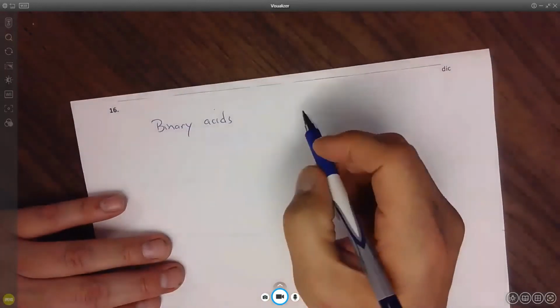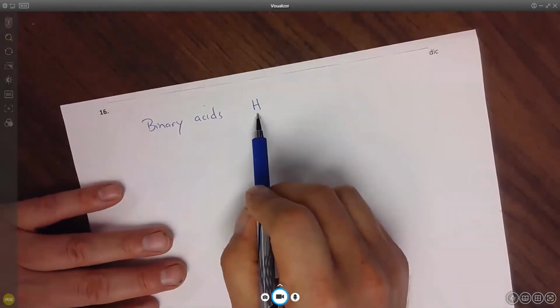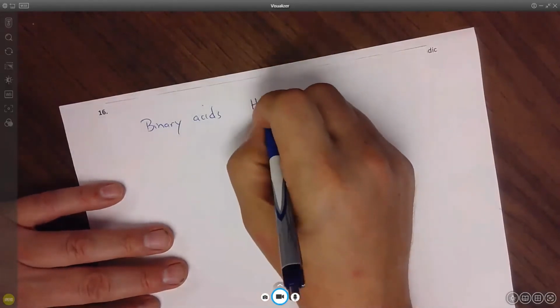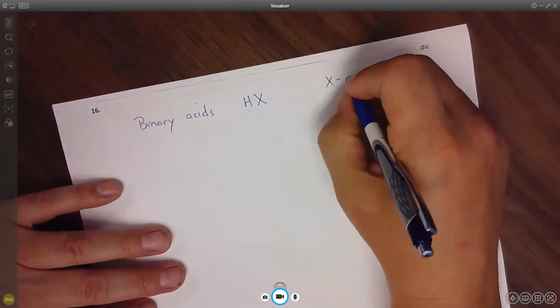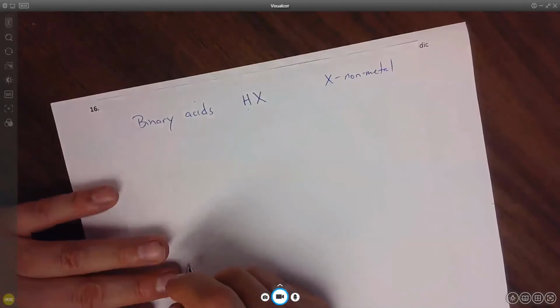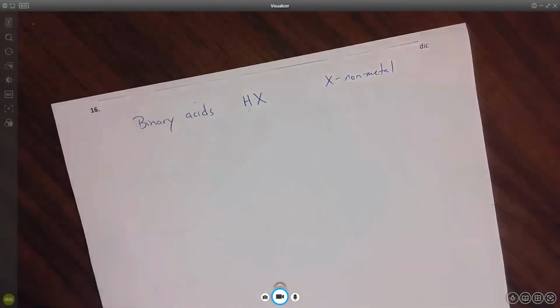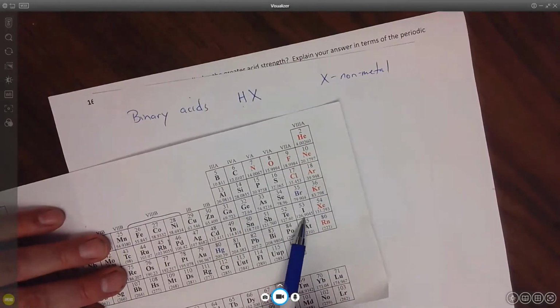A binary acid is going to be the H, which is going to be the acidic part, and then a non-metal, which I'll call X. So X in every one of these cases is just going to be a non-metal. So again, you know, phosphorus. So the non-metals, of course, are all of these guys over here.